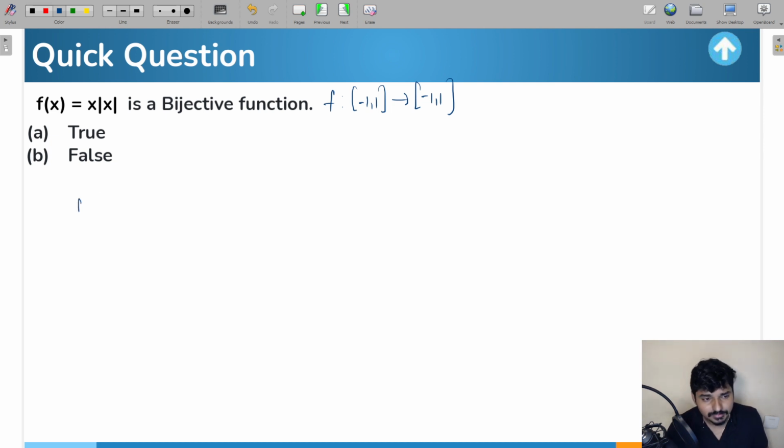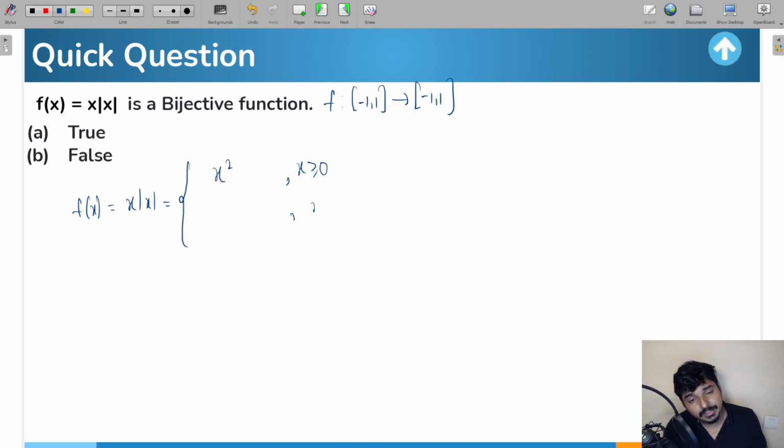Very simple. First try to analyze the question. f of x is given as x into mod x, right? Now we do know that modulus of x is going to be either positive x or negative x depending upon the values of x which you take. So if you take x to be greater than or equal to 0, you'll get x into x, that is x square. If you take x to be less than 0, you get x into minus x, and that is going to give you minus x square.